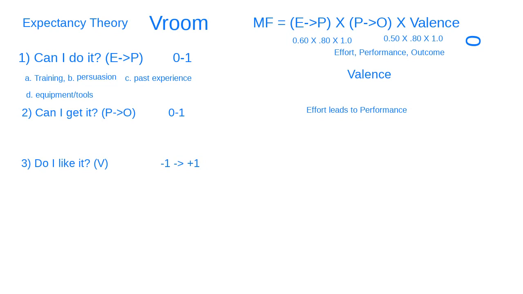So the equipment and the tools. It's training, persuasion, past experience, equipment. Equipment can also change your assessment whether I can do it or not, right? So that's one that you have to consider. The training, of course. The last one, we can also put it here.